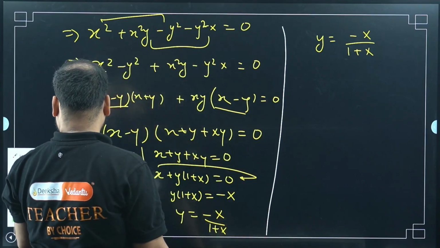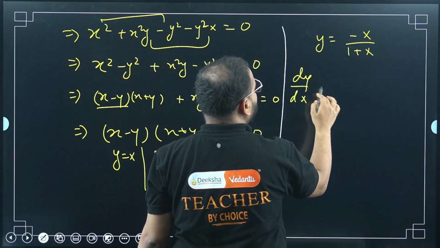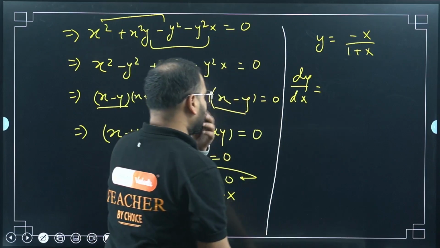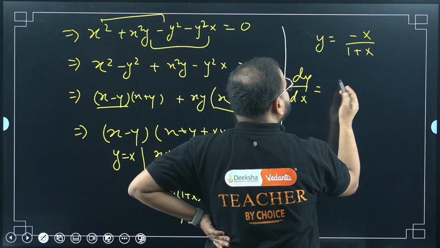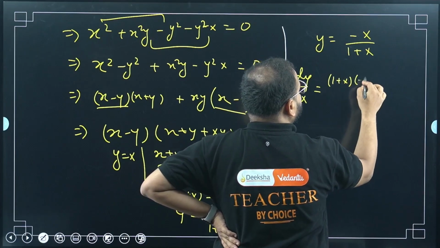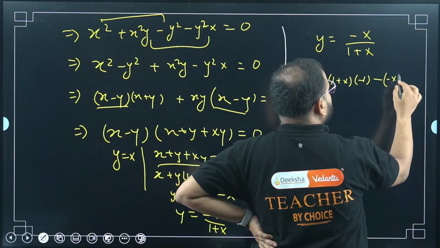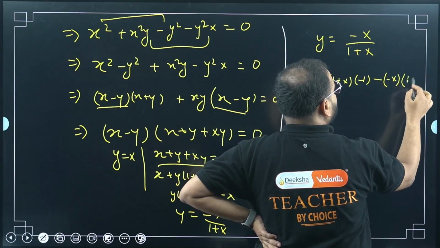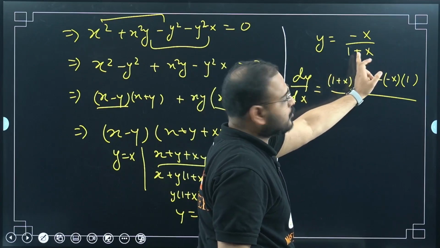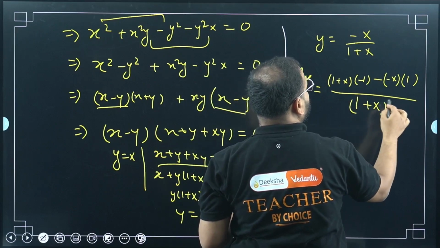Okay. So I'll write it as dy by dx. I have to use the quotient rule. For the first term, minus x, if I do the differentiation, I'll keep 1 plus x as it is and differentiate minus x to get minus 1, minus the minus x kept as it is times the derivative of 1 plus x, which is simply 1. Differentiation of 1 is 0, x is 1. What is the denominator? 1 plus x the whole square.